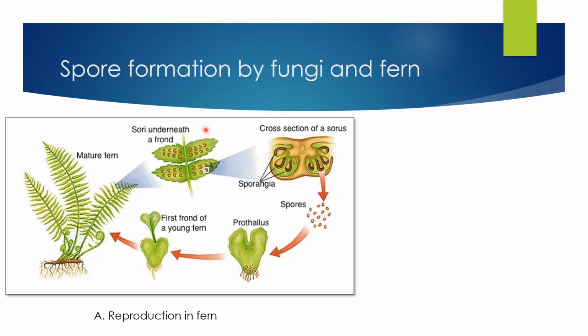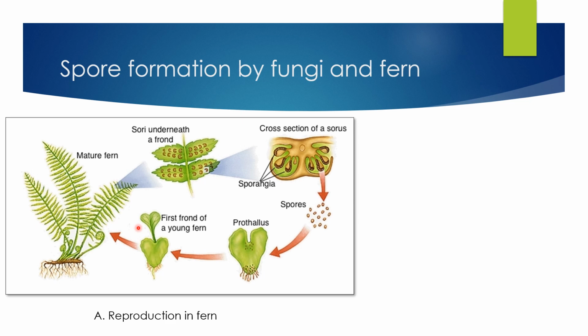Now, if we examine the sorus, we can find that in the sorus there are sporangia, these sac-like structures, and inside these sporangia, spores are formed. After maturation they burst out and the spores are released into the environment, and from these spores we can get a new fern. Okay, so in that way they form spores, and these spores help them to produce a new individual.